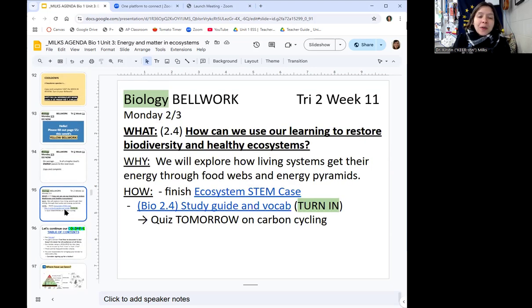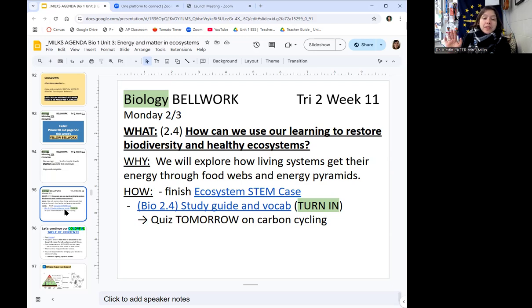Here's our what for today. We're asking, how can we use our learning to restore biodiversity and healthy ecosystems? Because that's what the end of this course is all about. We've thought about a lot of different types of systems that work in biology, and we're going to take what we've been learning specifically about ecosystems. Photosynthesis and respiration play an important part, as do some of the other things you know that living things do, to be able to get how living things get their energy through food webs and energy pyramids, so that we can, by the end of this week and next week, design our capstone experiment inside the simulation of Gizmos.